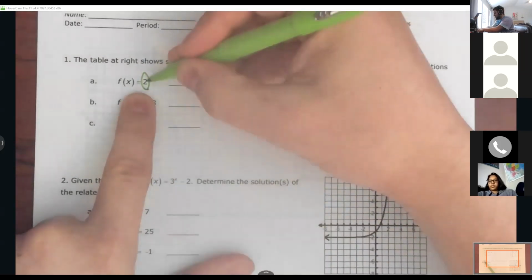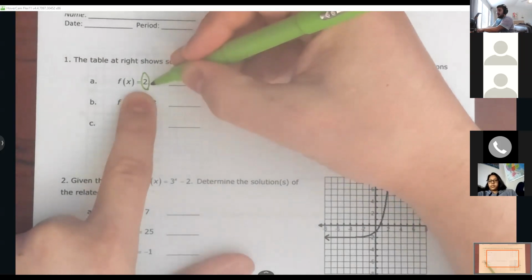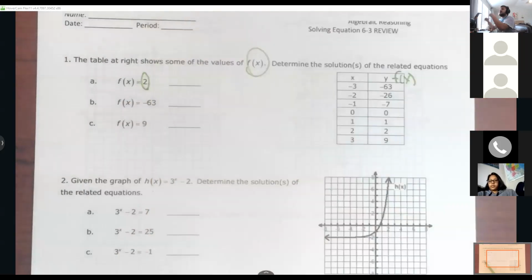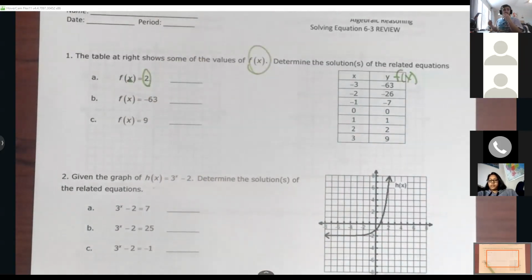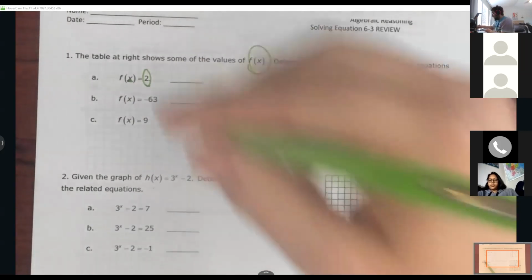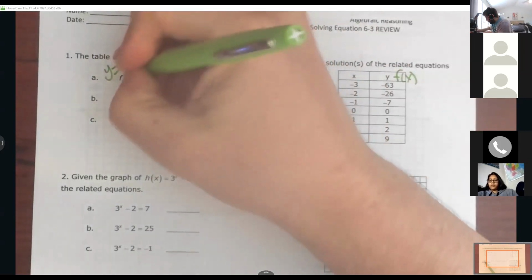Is that 2 inside the parentheses or outside the parentheses? Outside, so it's y. Outside is y, inside is x, right? So outside the parentheses is y. So this means that y equals 2.